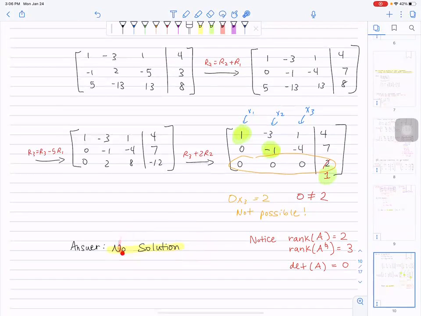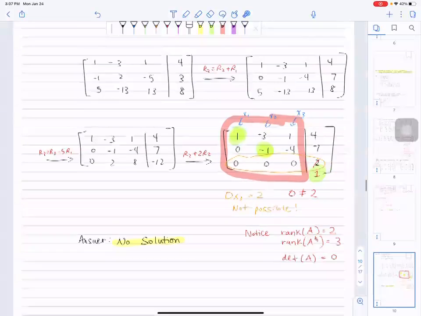No solution. You can also notice that if you just look at A here, the determinant of it is 0. A nice fact about determinants is that if you ever have an upper triangular matrix or lower triangular matrix or diagonal matrix, the determinant is always the diagonals multiplied. So that's how I know it's 0.